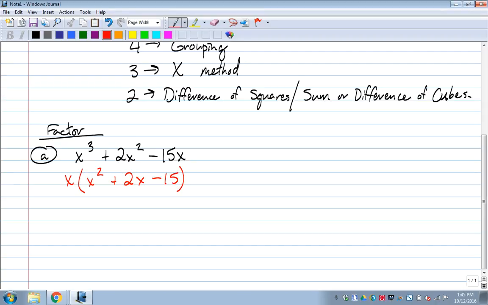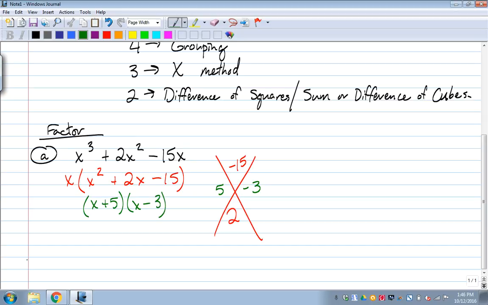The next thing we want to try to do is factor what's left in the parentheses. How many terms does it have? 3. That means X method. 1 times negative 15 be negative 15. That goes up top. 2 in the bottom. What multiplies to be negative 15 and adds to be positive 2? 5 and negative 3. Good job. So the factors would be X plus 5, X minus 3.